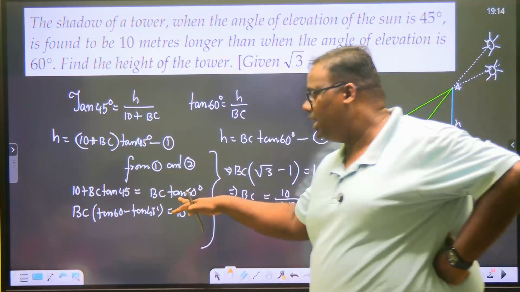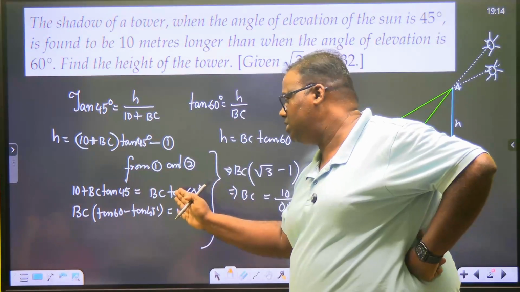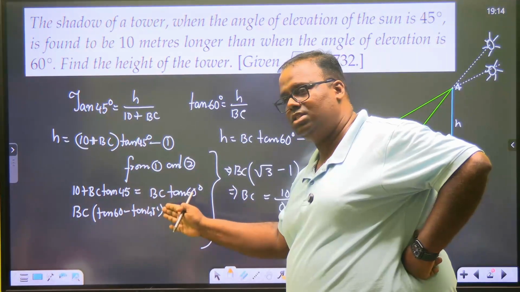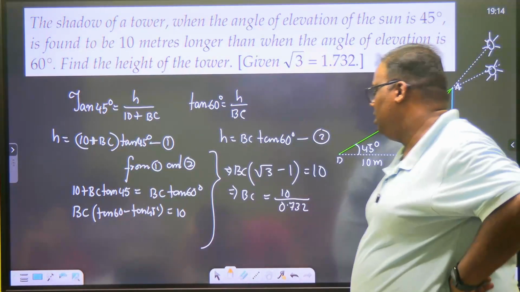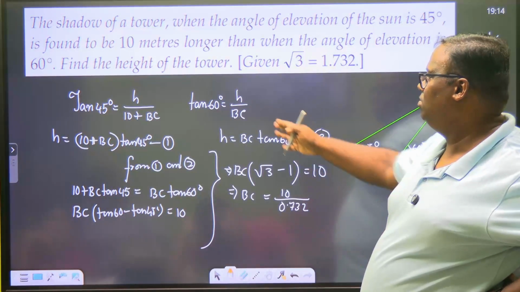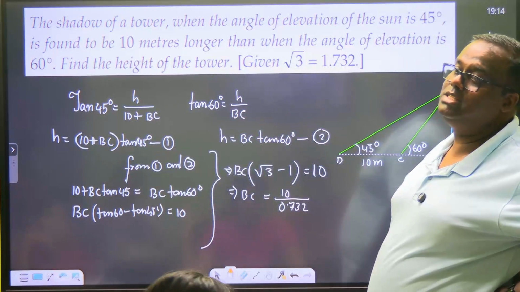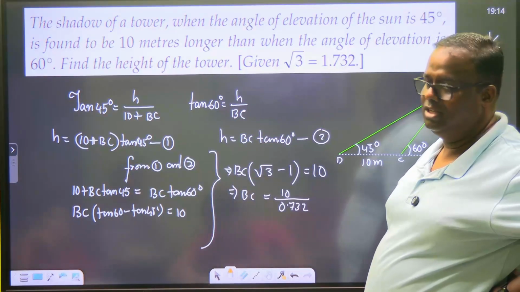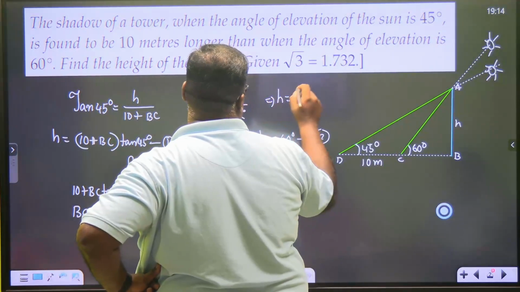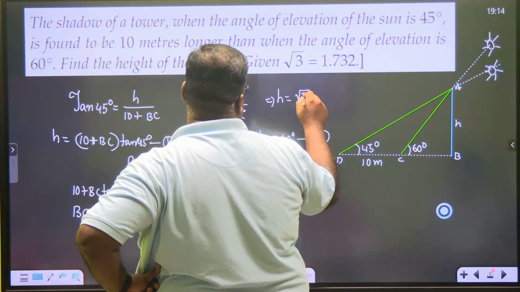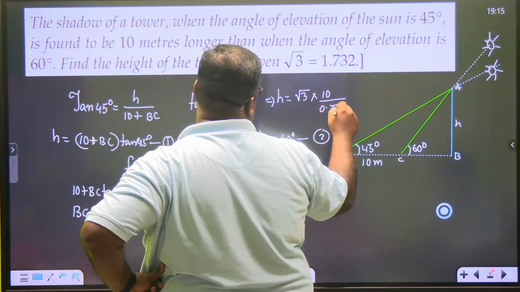This is BC tan 60. You bring down BC tan 45. Then take BC common: tan 60 minus tan 45. So you get BC. अभी रुकिए. In fact, you could have held the value also. Finally, H is what? H is tan 60 into BC. Right? So our value of H becomes tan 60, which is root 3, multiplied by 10 divided by 0.732.